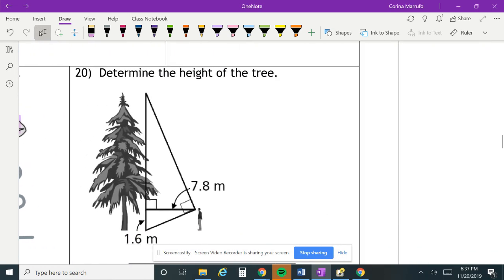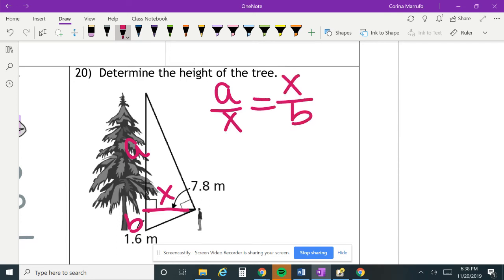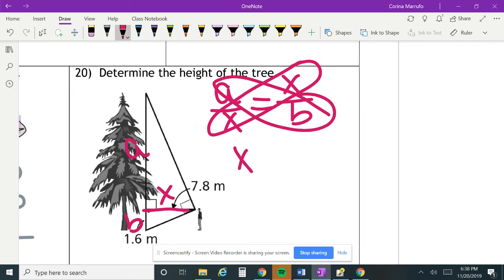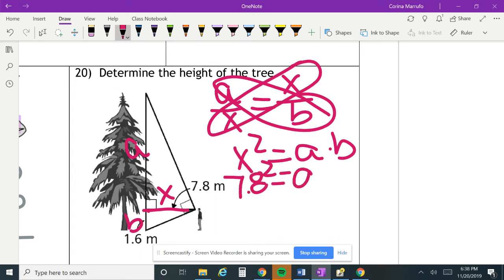Number 20, determine the height of the tree. So they tell us this is 1.6 and that's 7.8. So again, this is going to be our x. This is our a, and then this side is our b. So a over x equals x over b. We know that we're going to cross multiply. X squared equals a times b. We know x is 7.8 squared equals a. We don't know, that's what we're looking for. And b we know is 1.6.